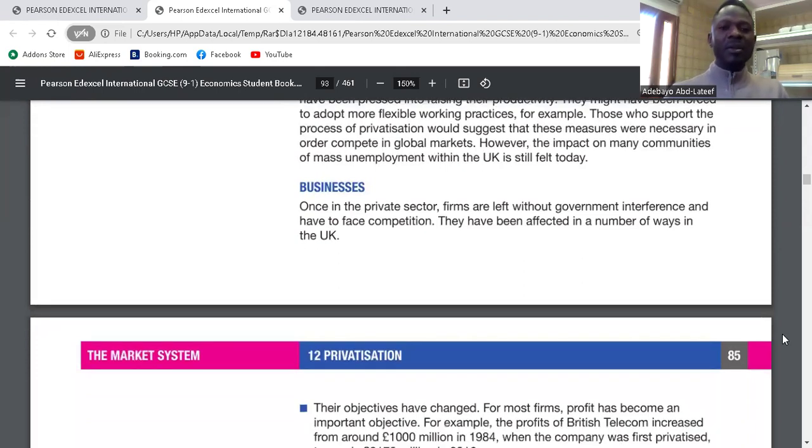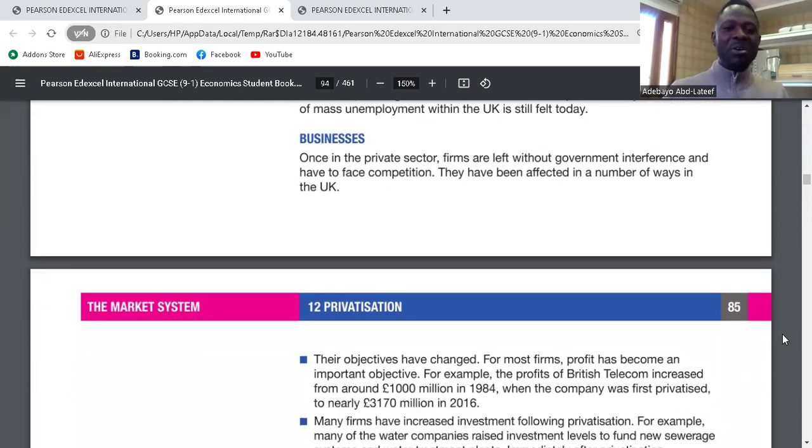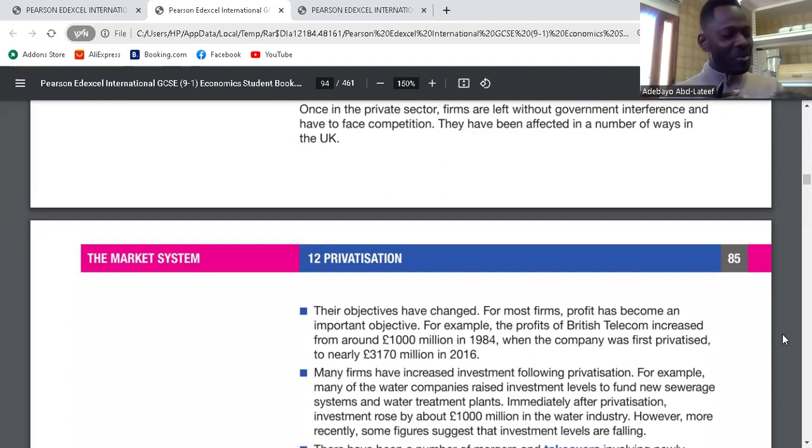For the businesses, once in the private sector, firms are left without government interference and have to face competition. So, in the public sector, there's no competition, because it's for government. But once you are coming to the private sector, then you are coming to that industry, there's competitiveness, which means you have to fight for your customers. Before you can get a better position on the market, you need to really work hard for it. You need to justify it.